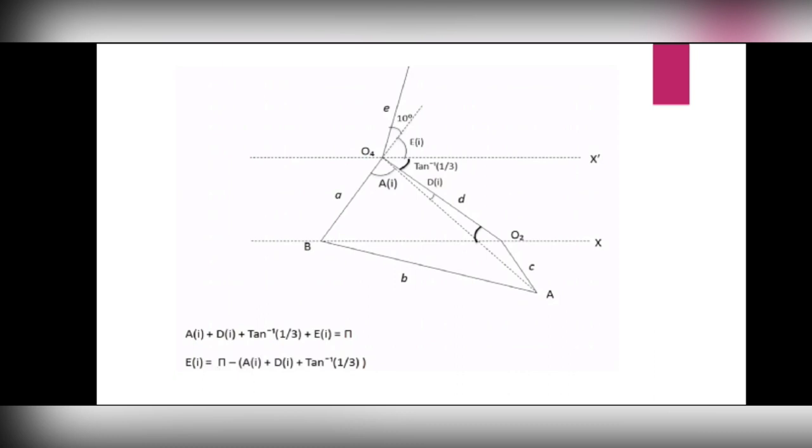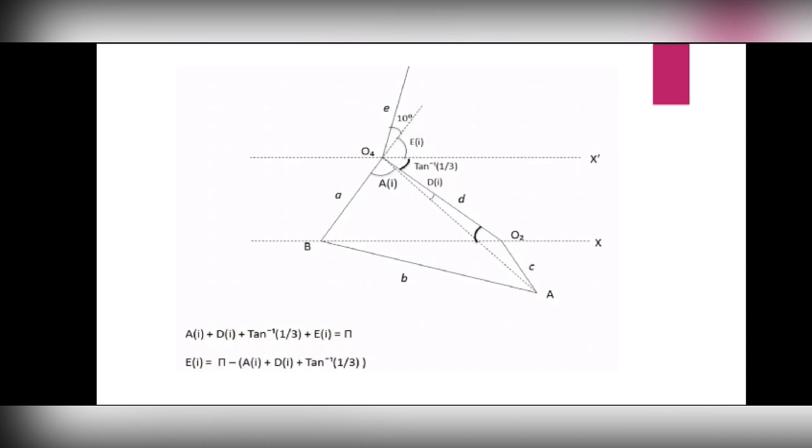As you can see, the lines x and x dash are parallel. You can see these two angles are corresponding angles. As the corresponding angles are equal, you can see angle A of I, angle D of I, tan inverse 1 by 3, and angle E of I, they all sum up to form pi.